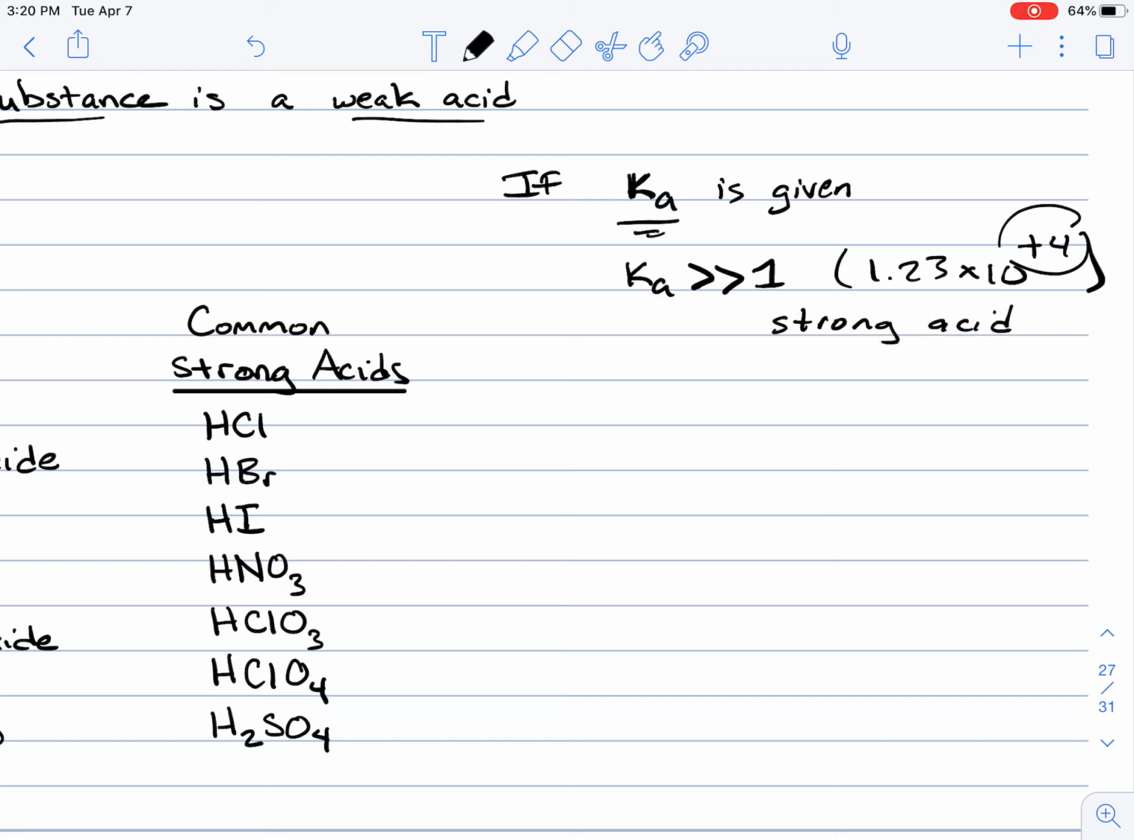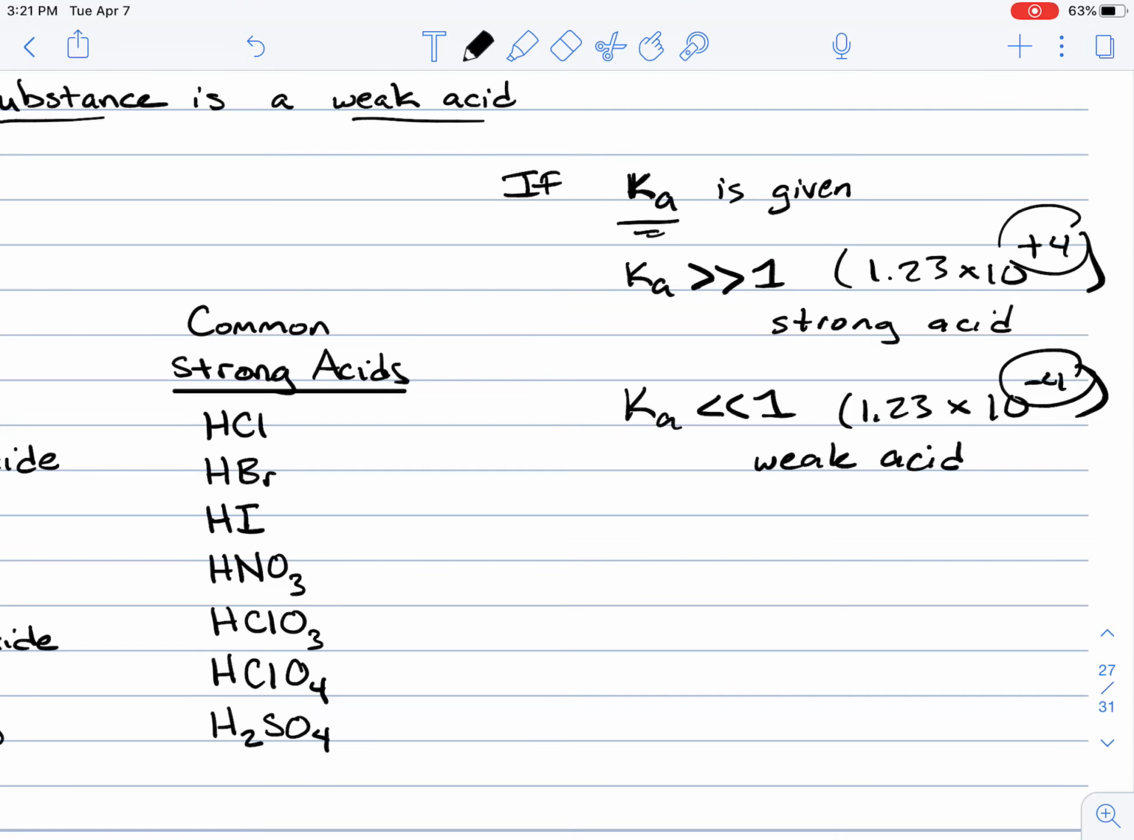And so if your Ka is far, far less than 1, so we're going to go ahead and use that same number. We're going to flip the sign. I'm cheating, I know. And so here in this case, if our acid ionization constant for this random example is 1.23 times 10 to the negative 4, since it's far, far less than 1, this is going to be considered a weak acid.